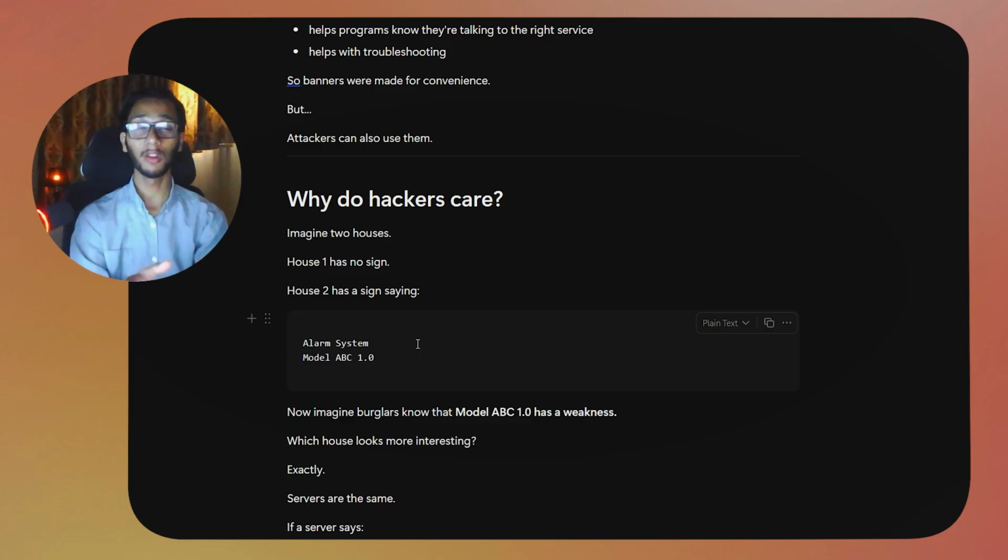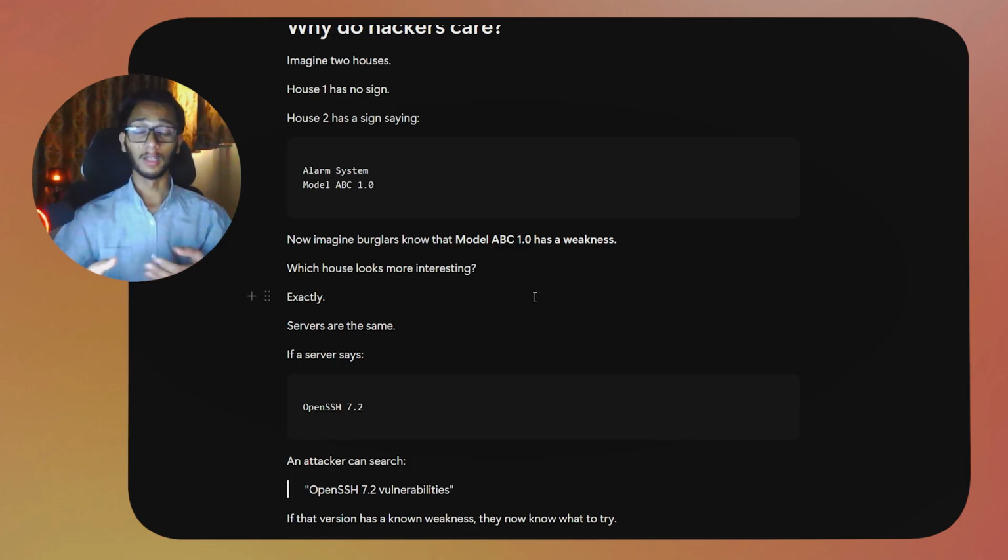We don't know, but we look at the version, then research whether we can somehow break that lock system based on its version. If it is an older version, most probably there are some methods to bypass that lock in order to get into the home, right? That is exactly why banners can be used in a bad way. Attackers usually find out the service and its specific version, and when they get that version, they look for exploits for those services along with that specific version.